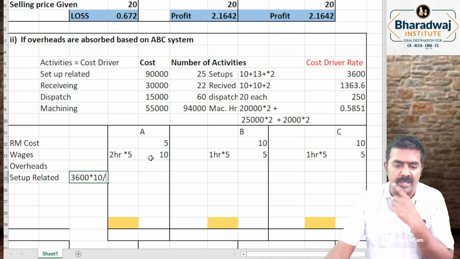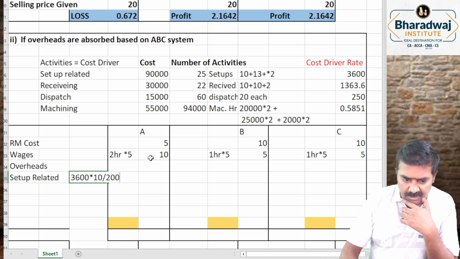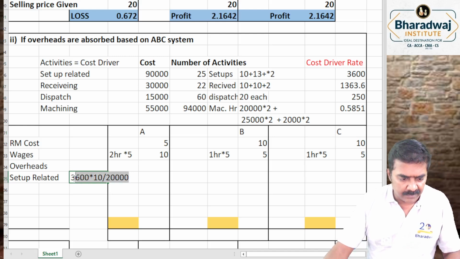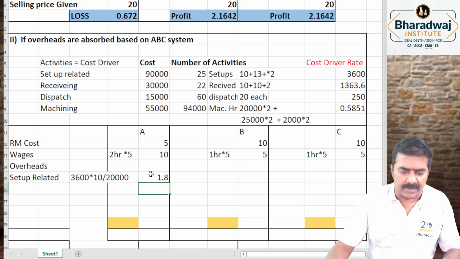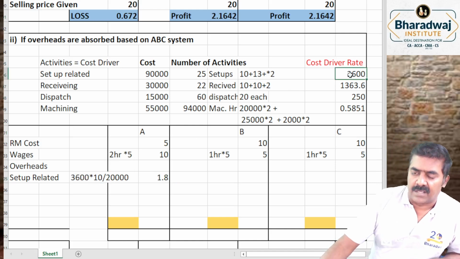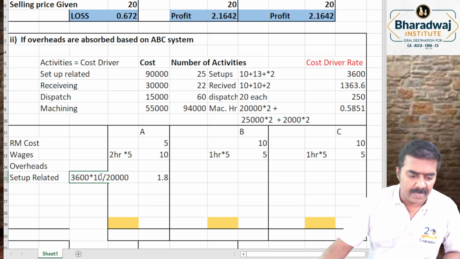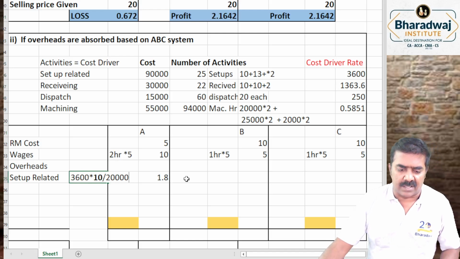3,600 per setup into 10 divided by how many units are we? 20,000 units are we. This will give us cost per unit. Cost per unit, 1.81. I repeat. What is the setup related cost driver rate? 3,600 into how many setups? 10 setups divided by 20,000 units will give us cost driver rate.